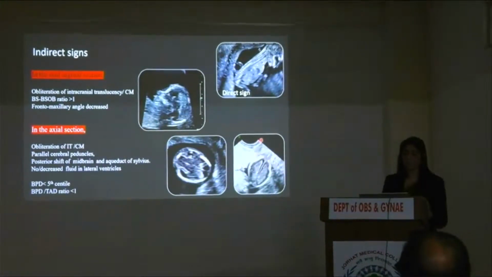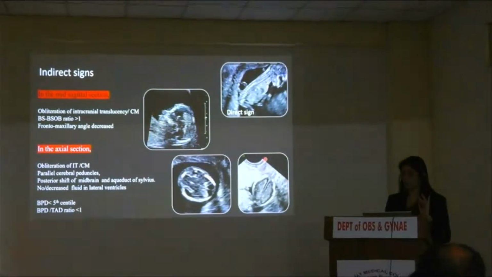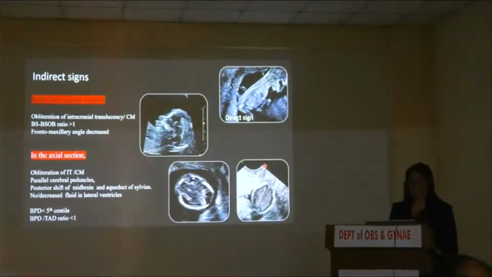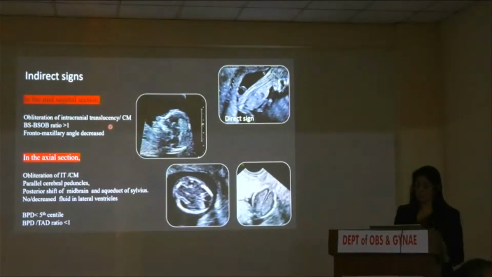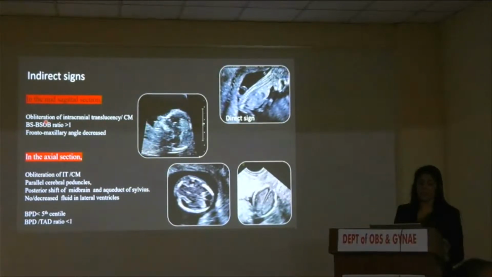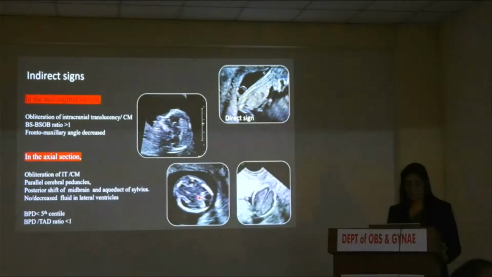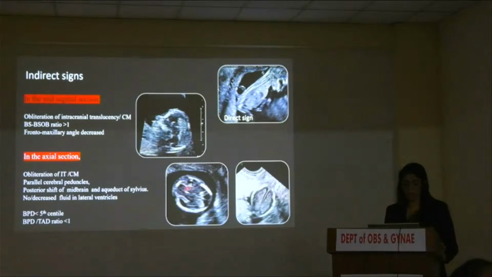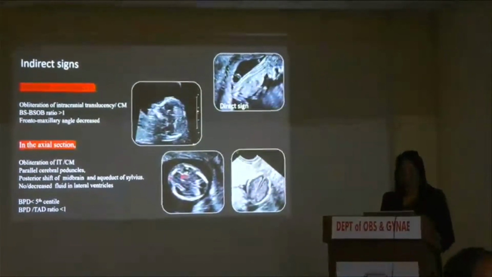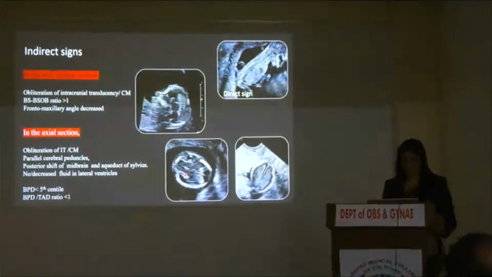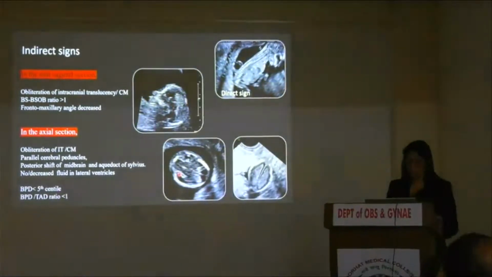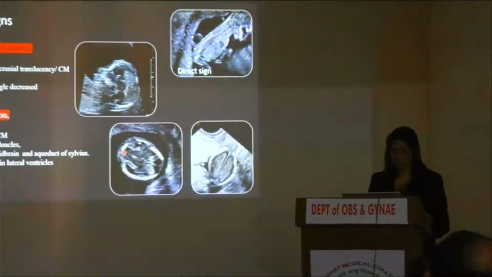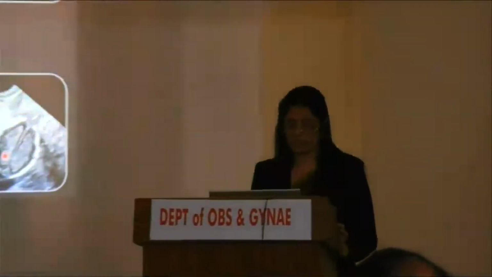So, in short, these are the indirect signs when we are looking at the fetal head beyond the NT. In the mid-sagittal section, we see that there is obliteration of the intracranial translucency, the BS-BSOB ratio is greater than 1, and the frontomaxillary angle is decreased. And in the axial section, we see that there is again obliteration of the IT and the cisterna magna. The cerebral peduncles are parallel, there is posterior shift of the midbrain and the aqueduct of Sylvius, there is no fluid in the lateral ventricles, and also the BPD is less than the 5th centile.